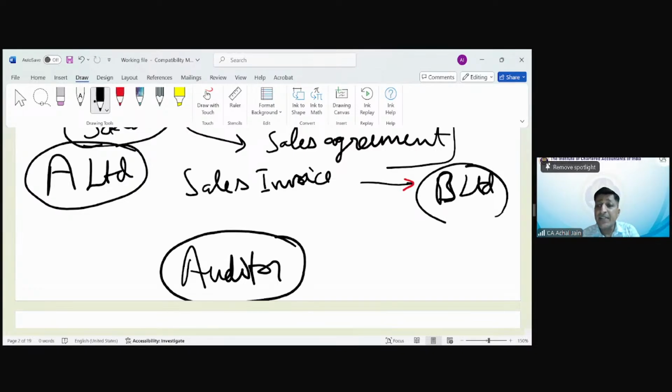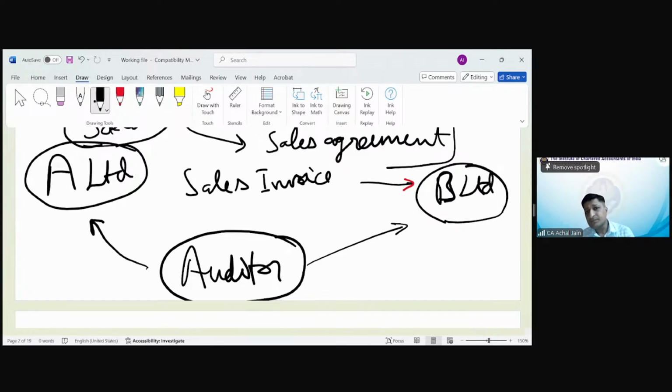Because B Limited is a client of A Limited, the auditor cannot directly reach out to B. That will be inappropriate, not ethical. So the auditor will first of all reach out to A Limited and seek their approval: is it okay that I reach out to B Limited and obtain the confirmation? Now you may be thinking, why confirmation? It could be related to purchases, sales, related parties, legal attorneys. There are various areas for which external confirmations are obtained.